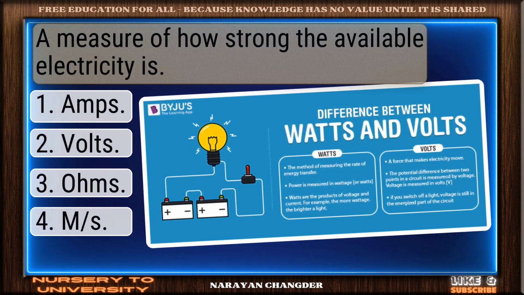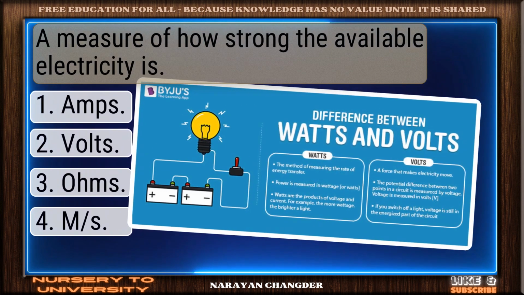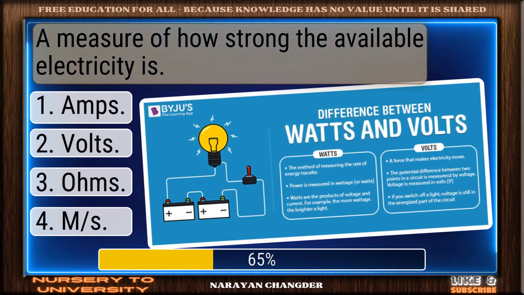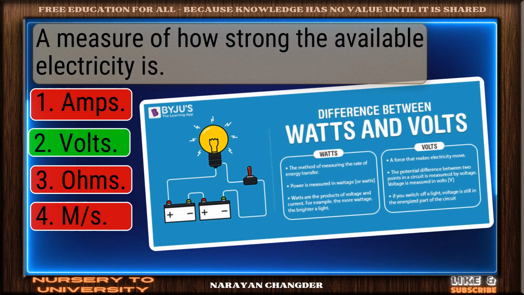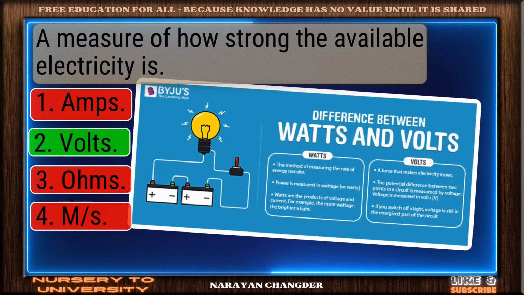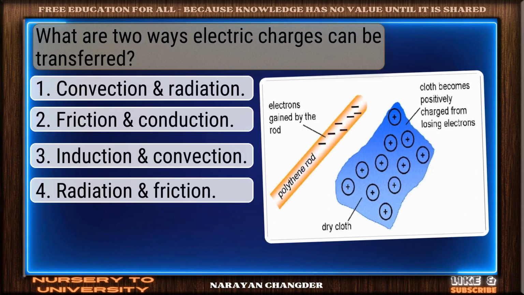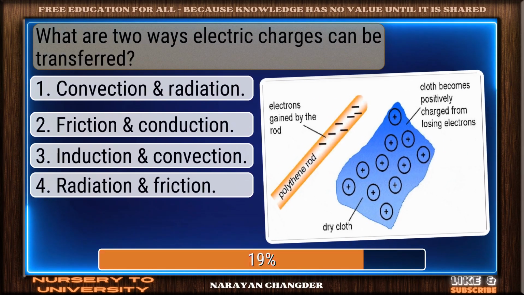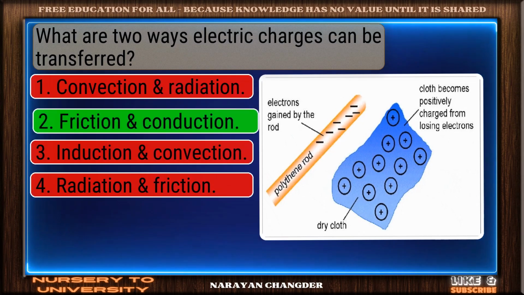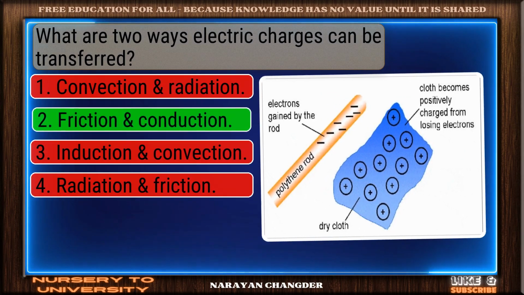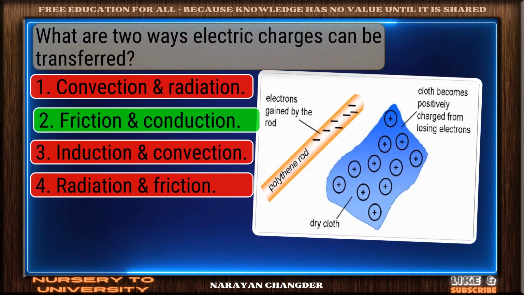A measure of how strong the available electricity is. Nice work. Volts fits perfectly. What are two ways electric charges can be transferred? Well picked. Friction and conduction is correct.